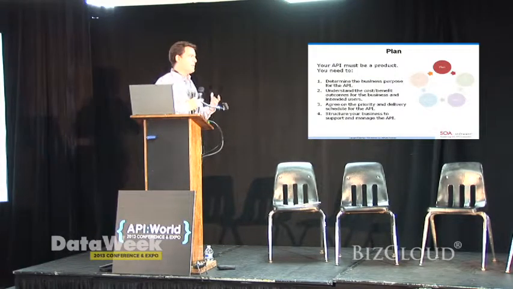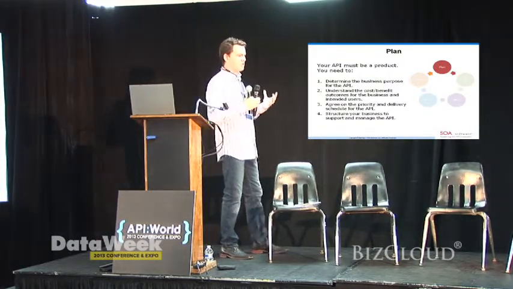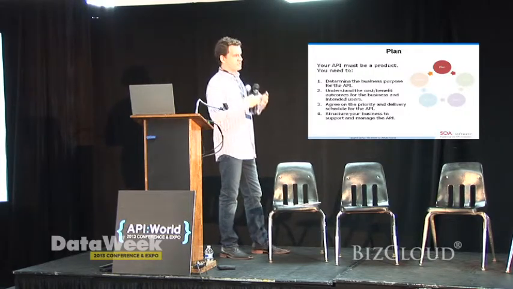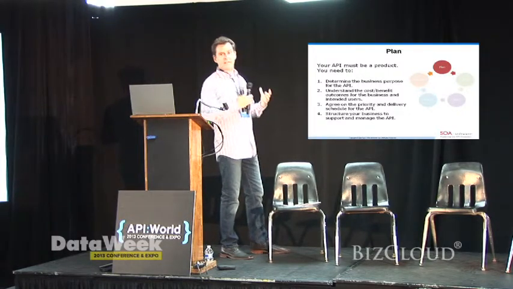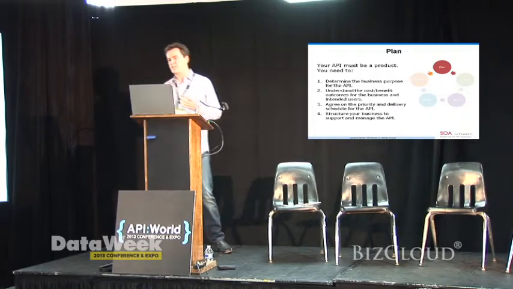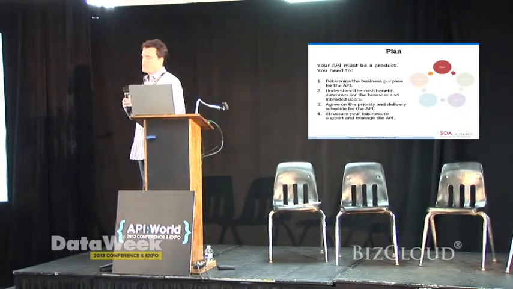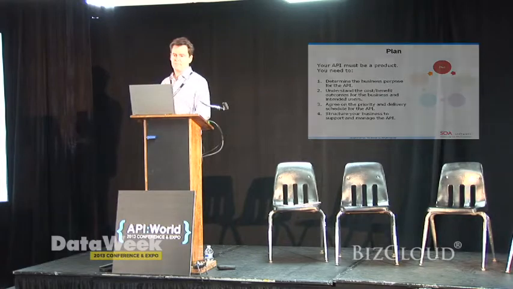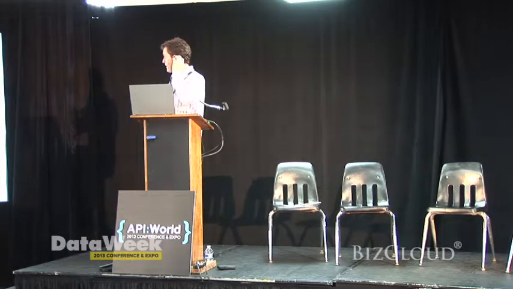There's no point in putting out an API and when the first developer starts using it and he sends that first email to tell you how awful it is, it's crickets out there. You need to structure your business around supporting what's ultimately a new channel for that business or for your business.